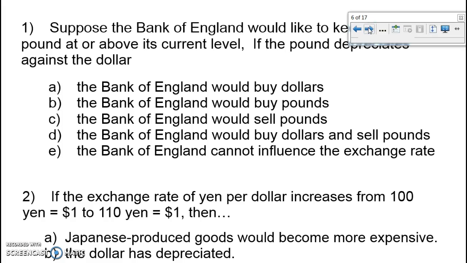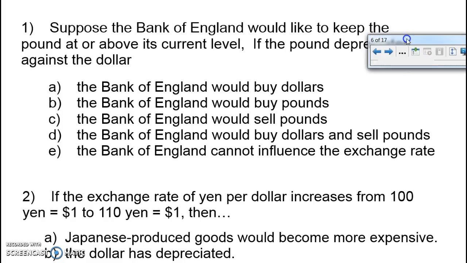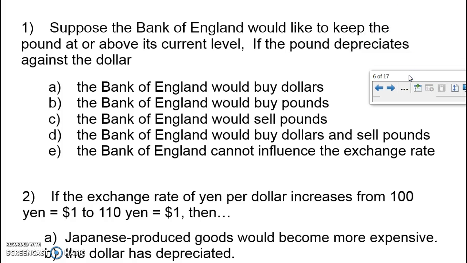Okay, so here are some questions. You can pause and look at them. And the answers. Suppose the Bank of England would like to keep the pound at or above its current level. If the pound depreciates against the dollar, so right now the pound is depreciated, the only way to get it to appreciate again is to get people to actually buy the pound. So the Bank of England could actually buy its own currency to increase demand for it and cause it to appreciate.